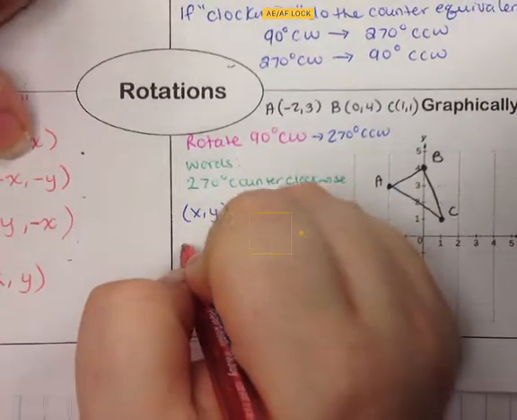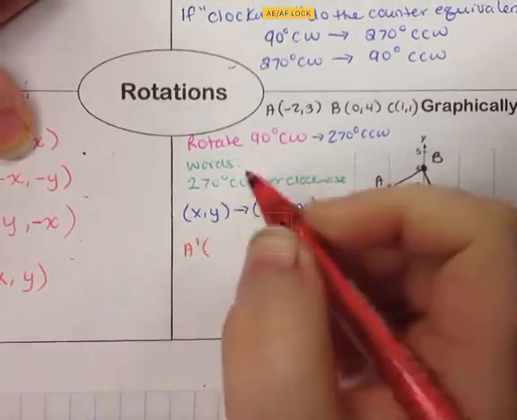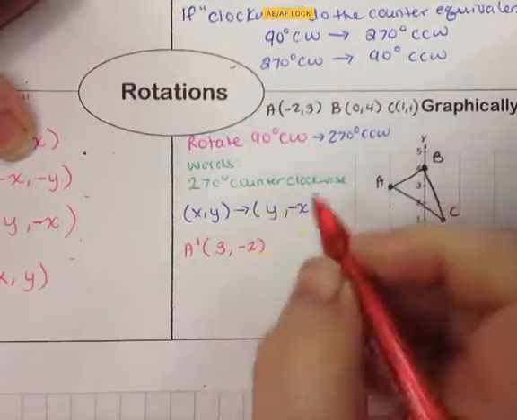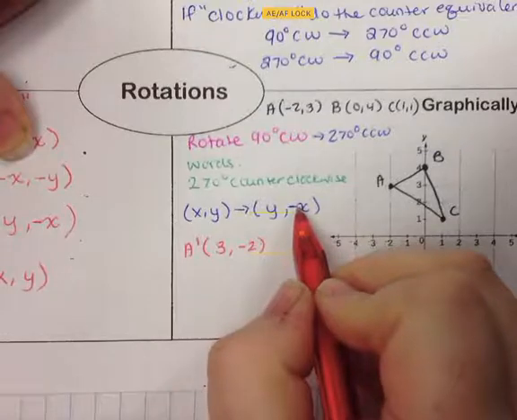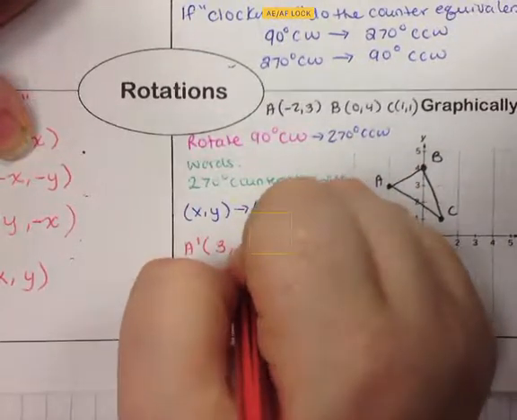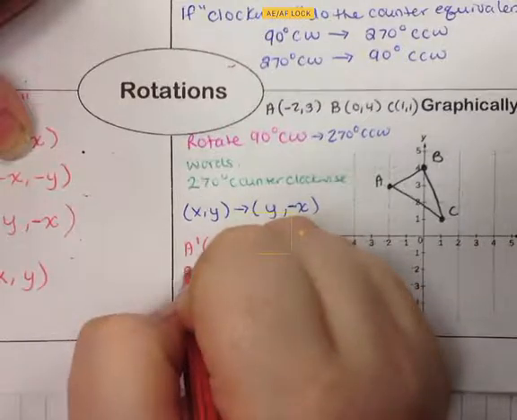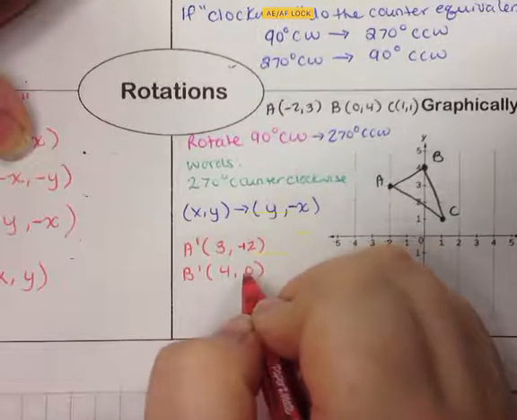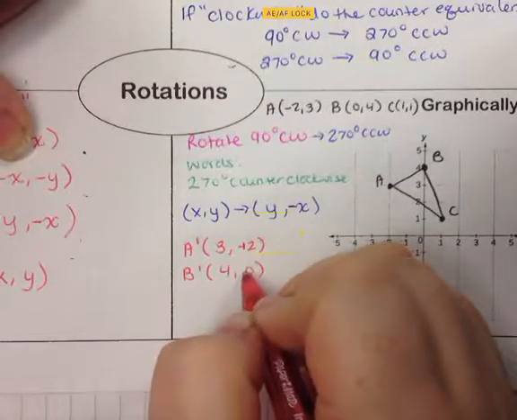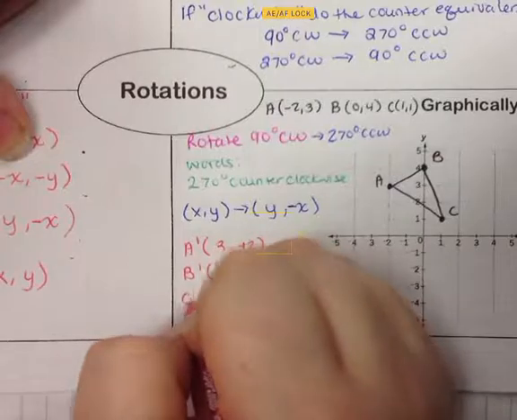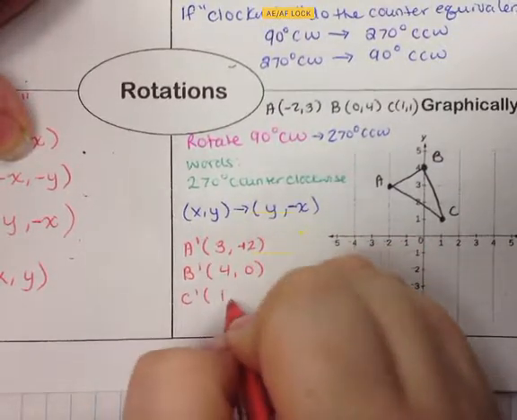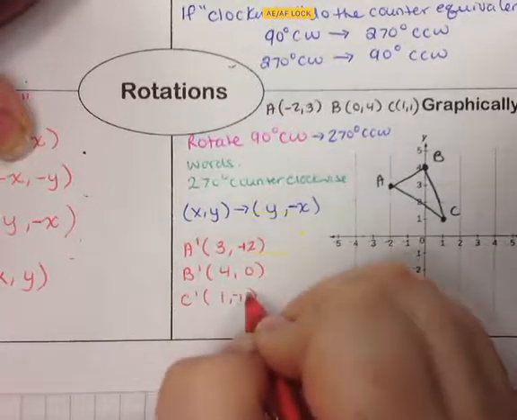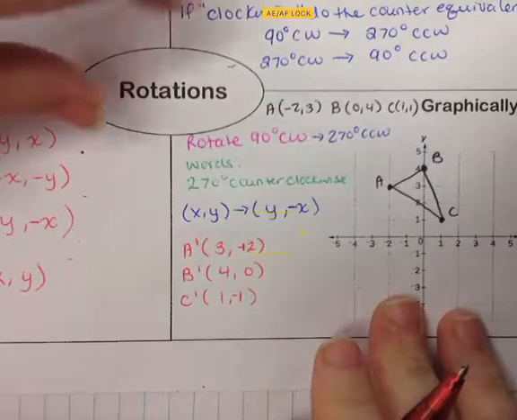So A prime, I flip them first, so I have 3 and a -2. But now I have to negate the back number. So my -2 becomes a +2. My B prime, I flip them first, it becomes a 4 and a 0. Then I negate the back number, which I can't negate 0, so I just keep it as 0. Then C prime, we flip them first, it becomes 1, 1. And we negate the back number, which becomes a -1. Now I have my 3 coordinates, my 3 primes, so I can go and graph them.